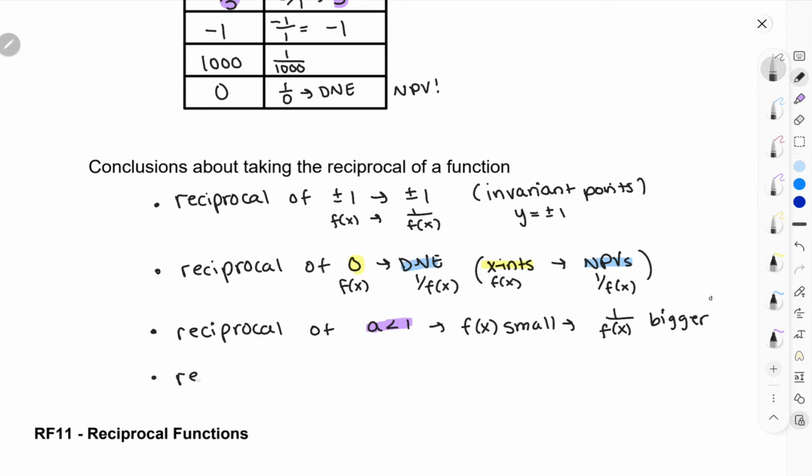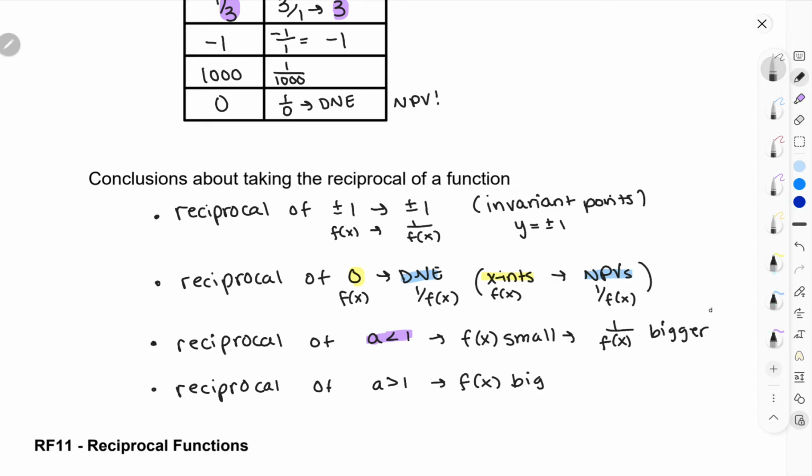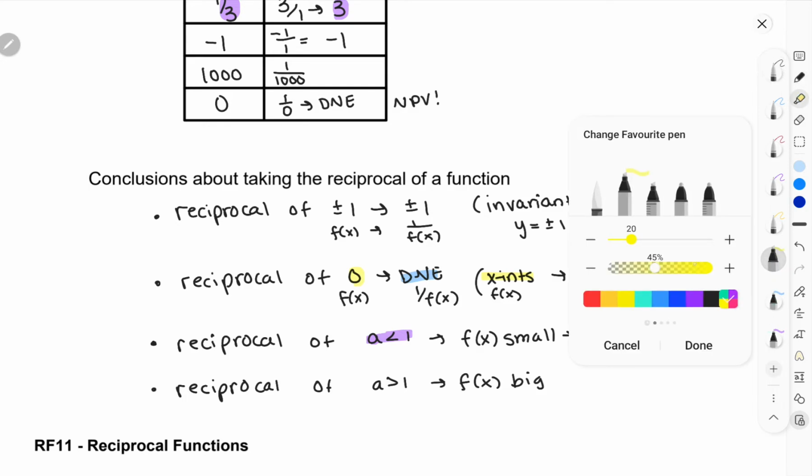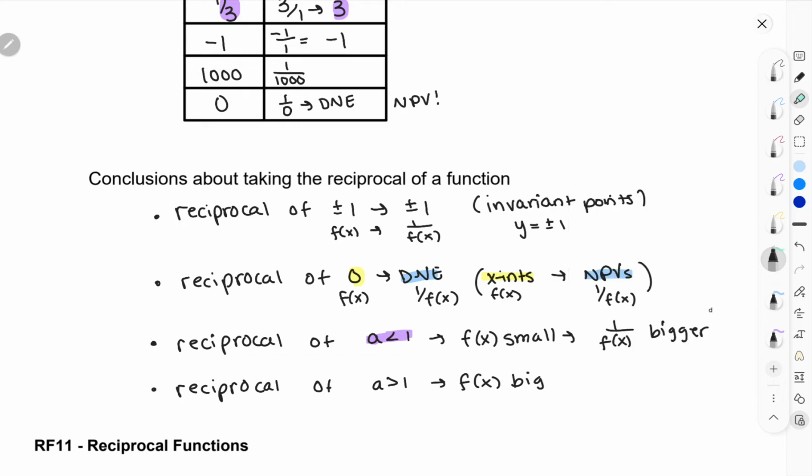And when I take the reciprocal of big numbers, so f of x is really big, for example my 1,000 here, when I took the reciprocal of 1,000, the result of that was a really, really small number.